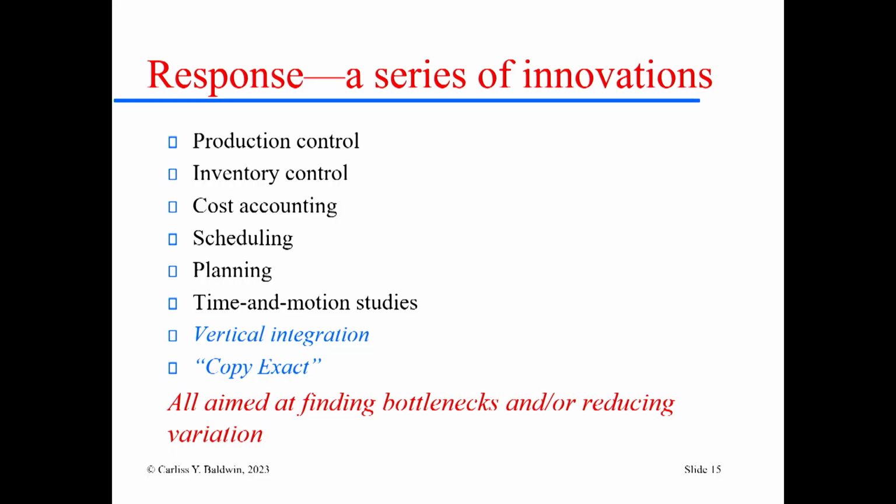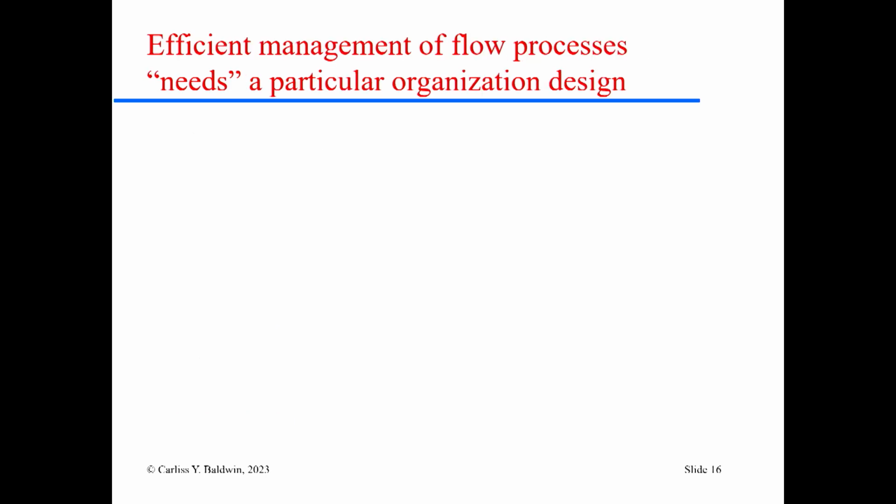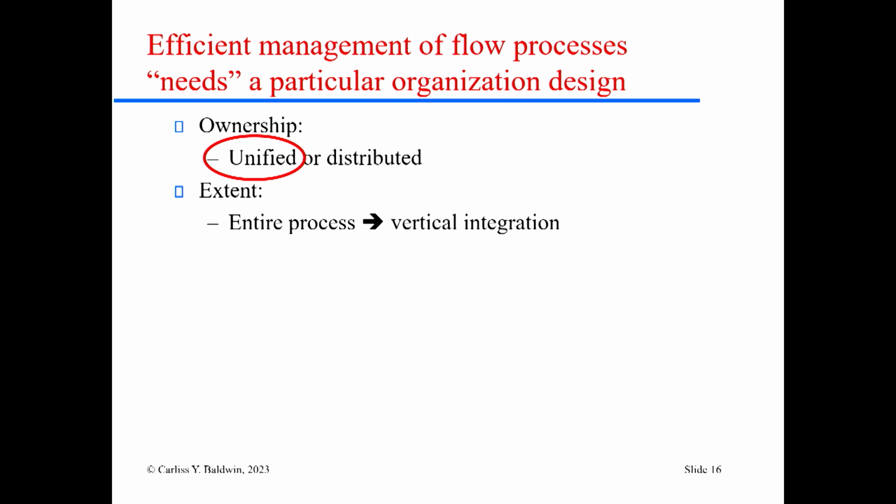And this is the practice that has spread through semiconductor fabrication so that TSMC has copy exact, all aimed at finding bottlenecks and or reducing variation, finding the capacity mismatches or reducing the variance. So efficient management of a flow process needs a particular organization design. Guess what? Ownership, unified, one owner. Extent, the entire process. You can't leave any steps out because that might be the next bottleneck.